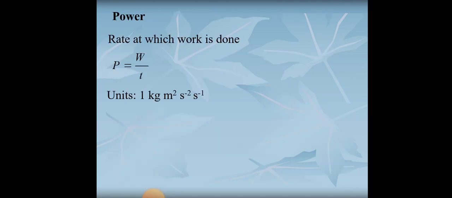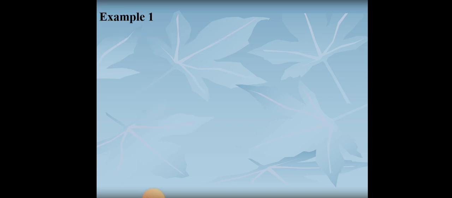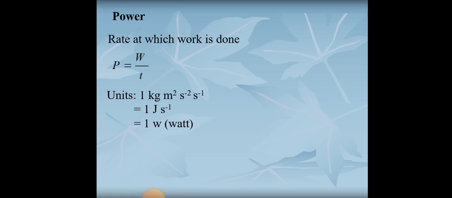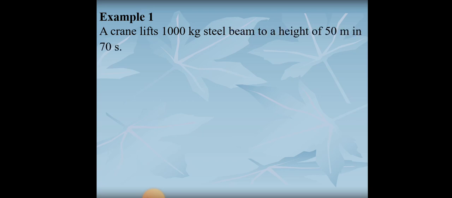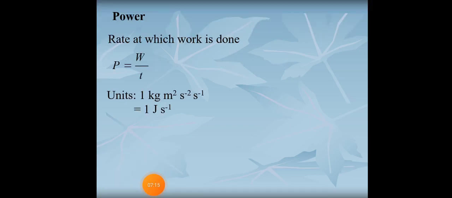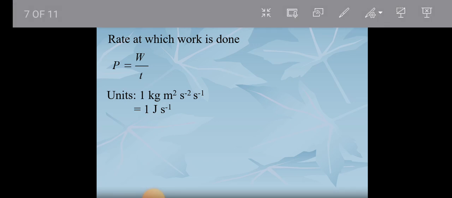So let us now go to power. Now we are just doing definitions. So what is power? Power is the rate at which work is done. That's power. The rate at which work is done is power. So power is equal to W over t.